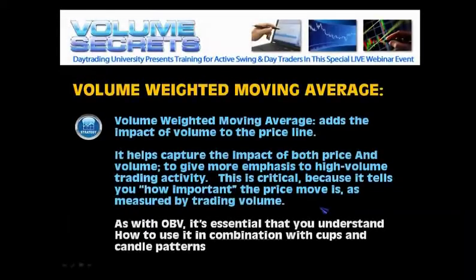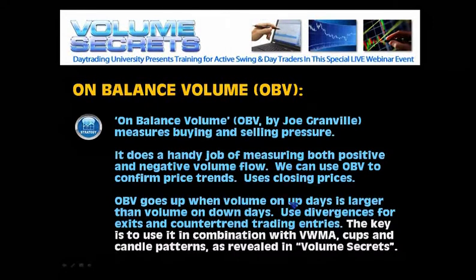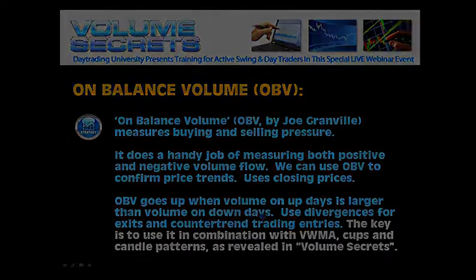Let's take a look at a couple of quick definitions before we get into the strategies. The volume weighted moving average is simply a technical indicator that adds the effect of volume to the price line. Our other indicator is on balance volume, and it does a really handy job of measuring both the positive and negative volume flow, and we can use it to confirm price trends. What it does is use the closing price, and day over day it'll go up if the volume on an up day is larger than volume on a down day.